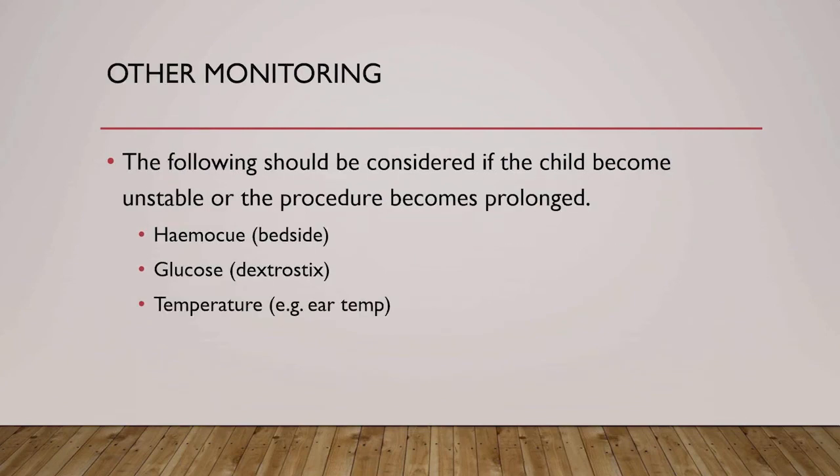So how about other monitoring that may be required? For example, if the child is becoming unstable or the procedure becoming longer than what you expect, you may need other monitoring devices such as the HemoQ to look at the hemoglobin. If it's an invasive procedure with expected or unexpected blood loss, the dextrosticks to look at the glucose level, and also to monitor the temperature to prevent any hypo or hyperthermia.